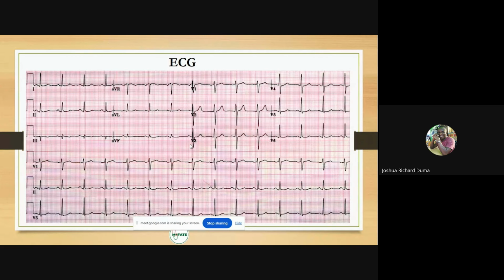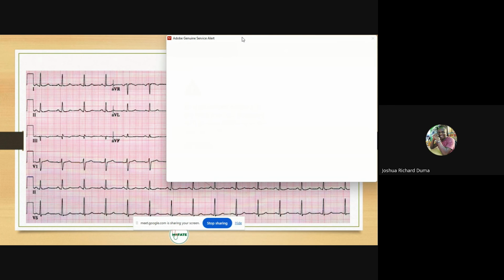Next. So this is an example of a 12 lead ECG. You can see different types of leads: lead 1, lead 2, lead 3, V1 to V6, AVL, AVF. As I've said before, this can help you focus on which part of the heart is exactly suffering.